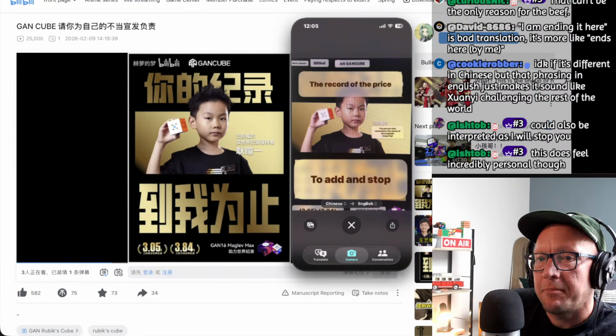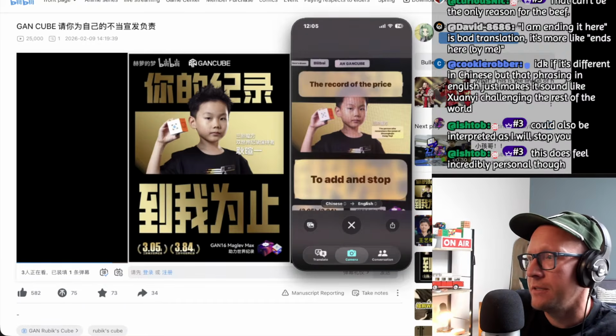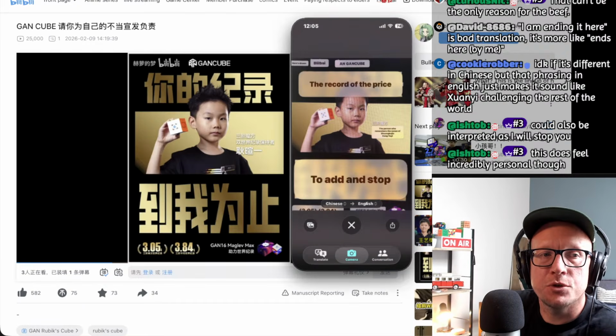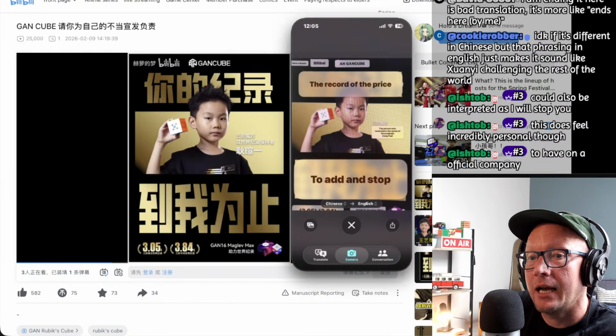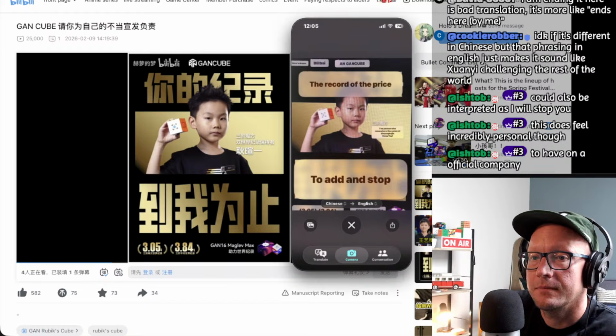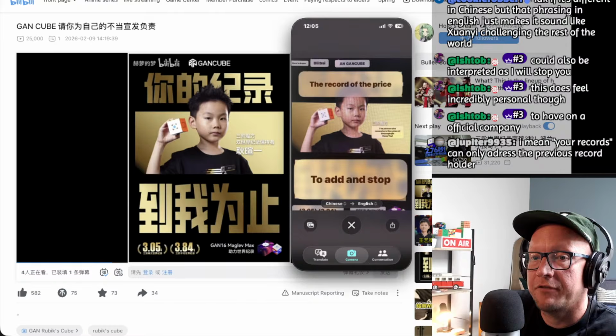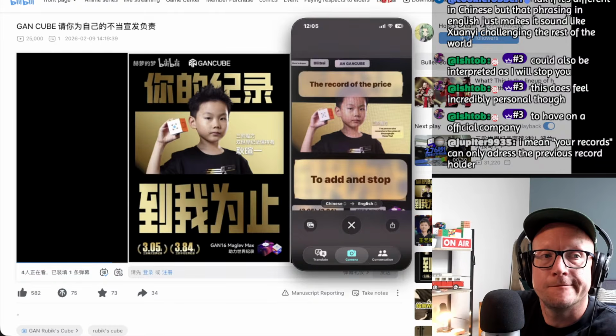Does anything in the poster actually mention or hint towards YiHeng? Well, remember that the poster is just part of the story. Oh, okay. Chang could also be interpreted as I will stop you. Chang reckons this does feel incredibly personal. James, yeah, I don't know if it's different in Chinese, but that phrasing in English just makes it sound like Xuan Yi challenging the rest of the world. I can see that.